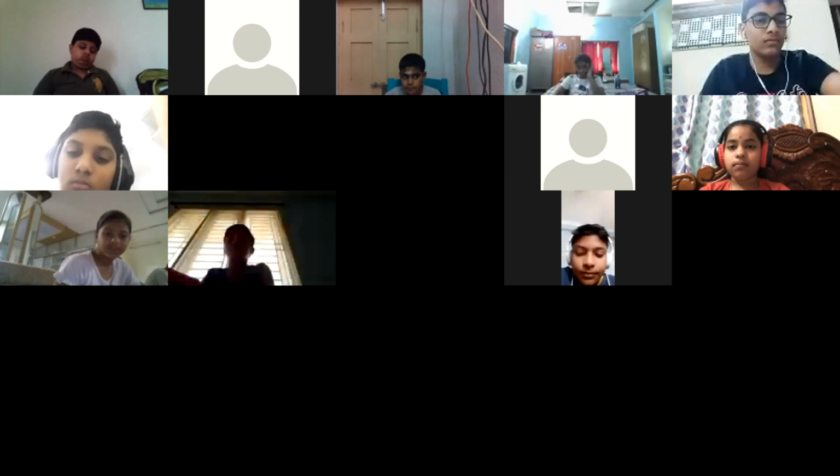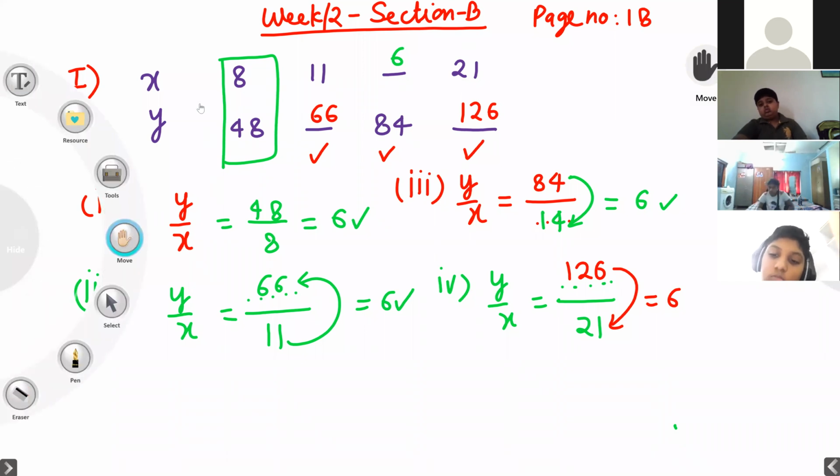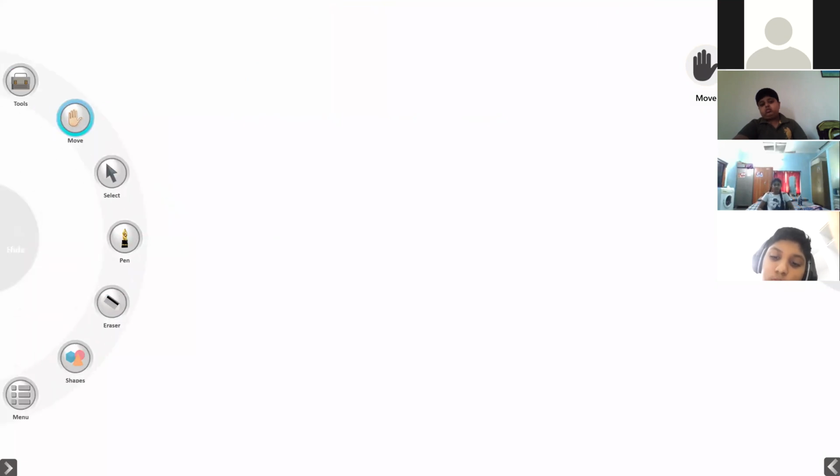Second table. The second table, second concept is a very important concept. Those who are missing today's class are going to miss a very important concept. Second bit.